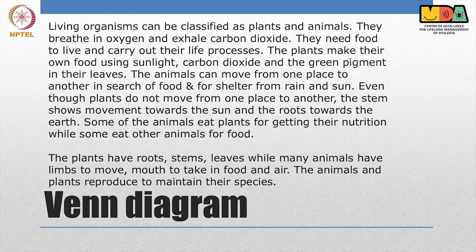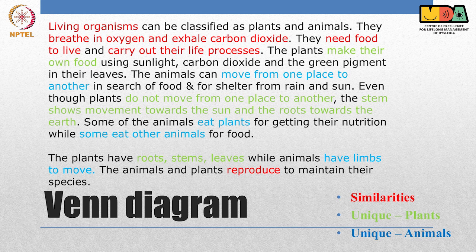Let us see how to put this in the form of a Venn diagram. I am just going to verbalize the points that need to go into plants and the points that need to go into the area that belongs to animals and the common area in between. So, the first sentence is living organisms can be classified as plants and animals. So, living organisms is common to both; plants and animals are both living organisms. So, living organisms goes into the intersecting part.